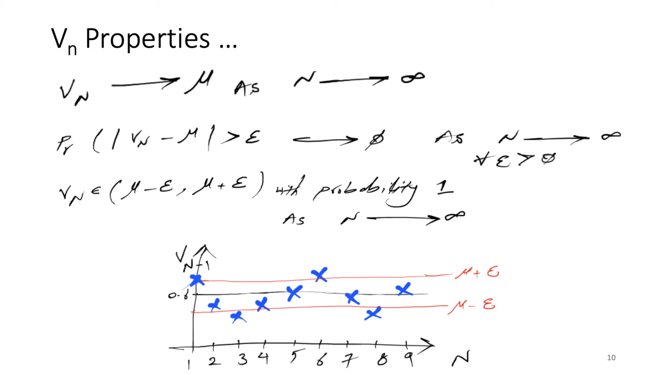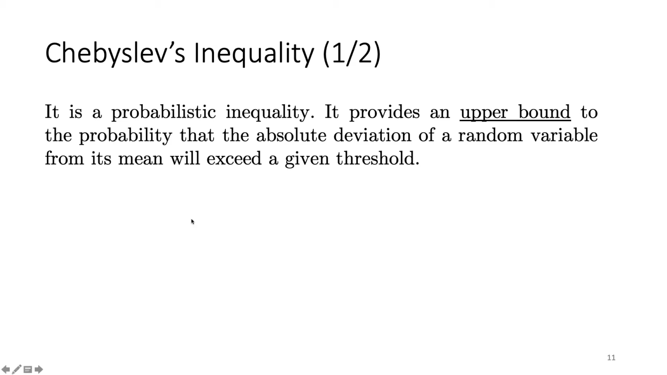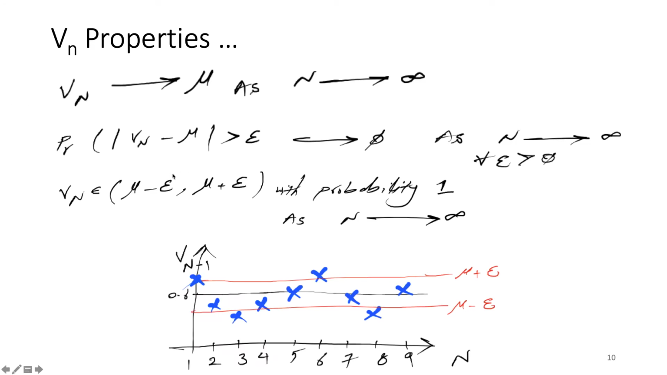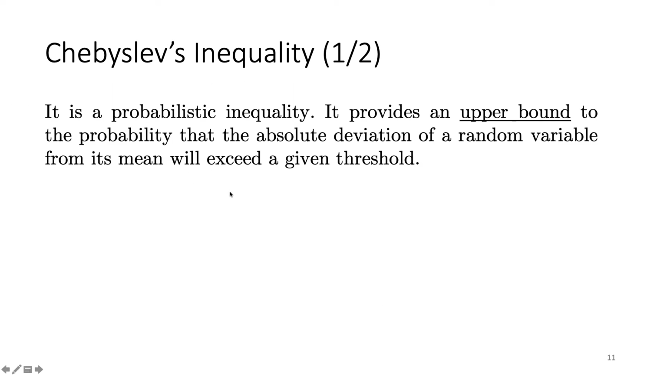In 1860-something, there was a Russian mathematician called Chebyshev. He came up with this inequality, which was later known by his name. It can be used as a probabilistic inequality. It provides an upper bound for the fact that we just discussed. Okay, so the probability that the absolute deviation of a random variable from its mean will exceed a given threshold. Okay, intuitively it was just what we discussed.